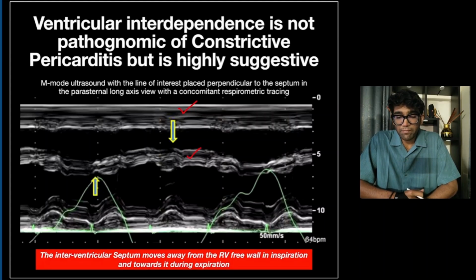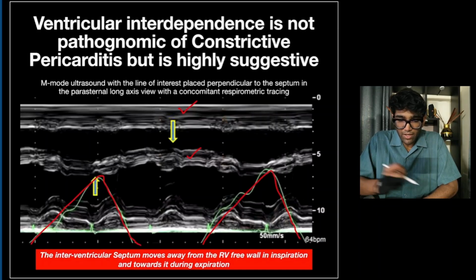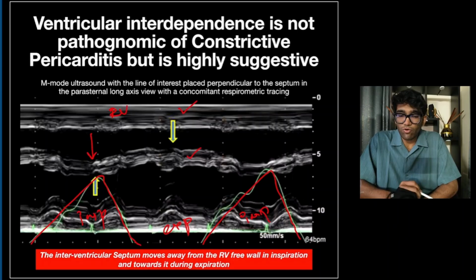parasternal long axis view. So this will be the RV free wall. This will be the septum, the interventricular septum, and then we have our LV posterior wall. Okay, and actually we've also done respirometry along with it. So these are the respiratory movements. So what you can see is during inspiration, so this is inspiration, this is expiration, and this is inspiration again. So during inspiration, the septum is moving away from the RV free wall, okay, and towards the left ventricle.